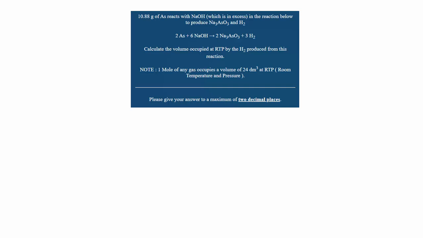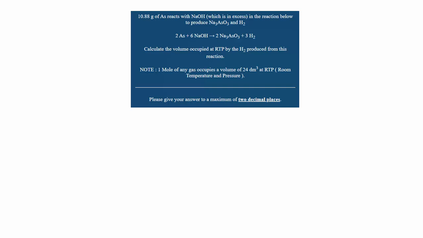In this instance, elemental arsenic reacts with NaOH, and that forms, as you can see, Na₃AsO₃, which is sodium orthoarsenite. And we've been asked to work out the volume that's occupied by the hydrogen that's produced, right?